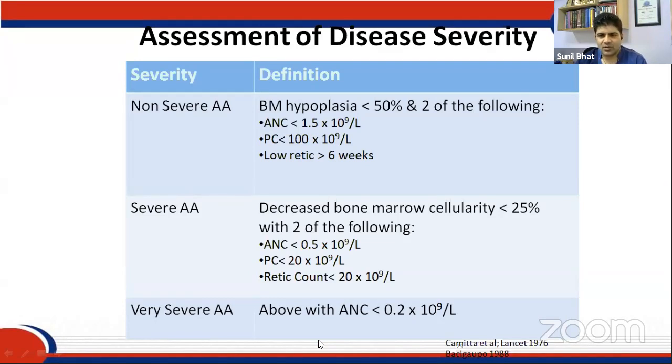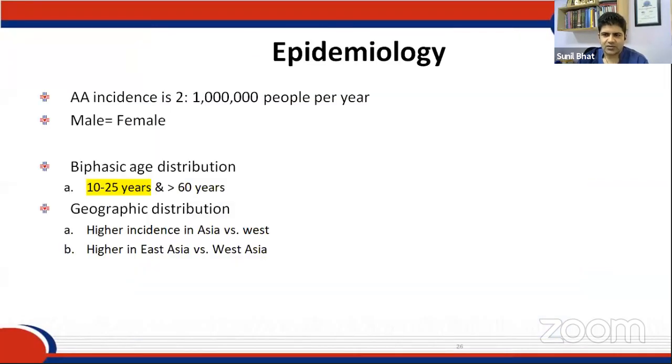You don't need to learn this, but we do have definitions in aplastic anemia. If we just see this list here, the severe and the very severe forms are the ones which lead to a lot of morbidity and mortality and need to be dealt with on an emergency basis. As I said, it is a relatively common pediatric problem. Males and females have equal distribution, and it has a biphasic distribution.